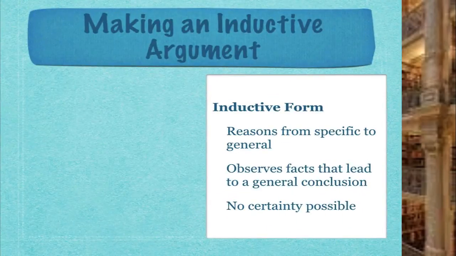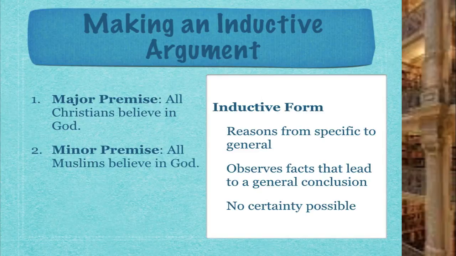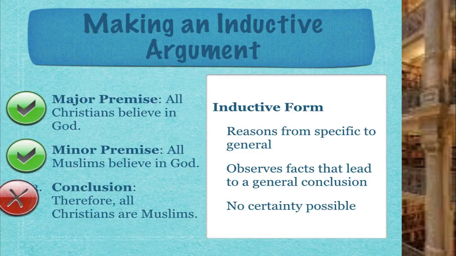Here's one final example. Major premise, all Christians believe in God. Minor premise, all Muslims believe in God. Conclusion, therefore, all Christians are Muslims. So here again, we have valid major and minor premises, but the conclusion is clearly false. We know it to be false. However, keep in mind, the form of the argument itself is valid.